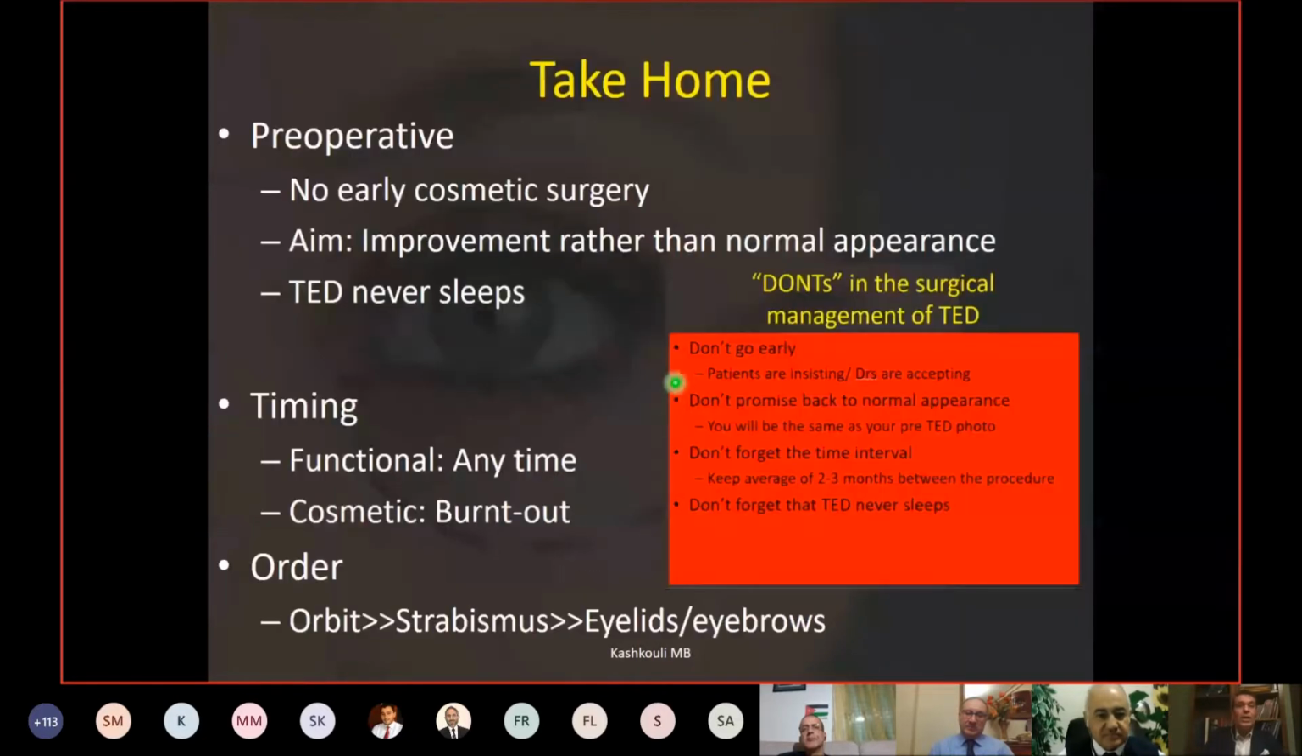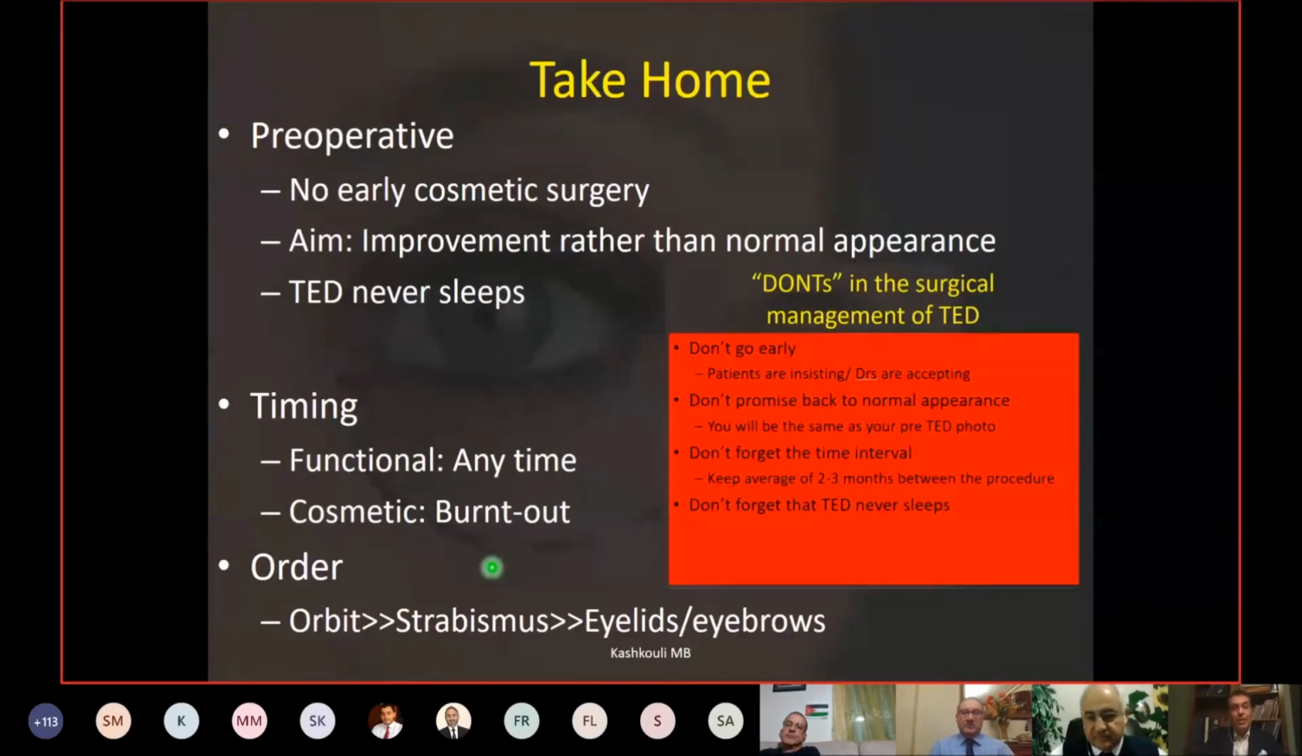To take home, preoperatively, consider what I said on the red slide. Don't go early. The aim is improvement and not normalization of the appearance. And remember, thyroid eye disease never sleeps. Timing of the procedures: for the functional, at any time you can go and do the procedures, whereas for cosmetic cases, we need to wait for burnt out. And this is the definition making patients and doctors crazy, because nobody on either side can wait.